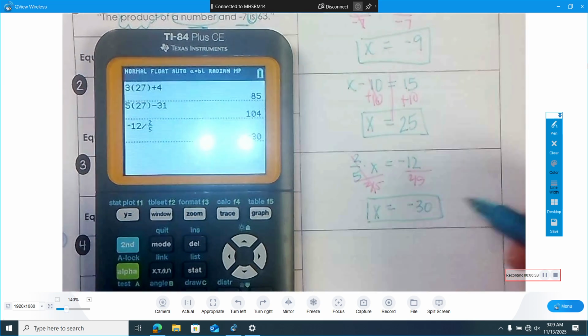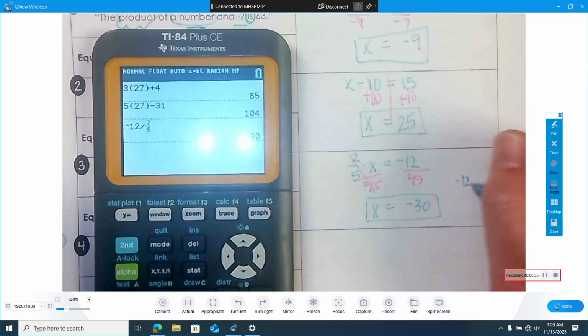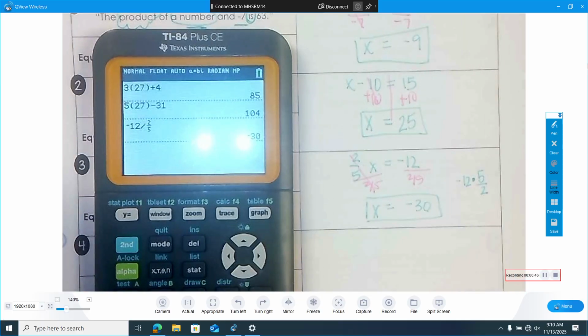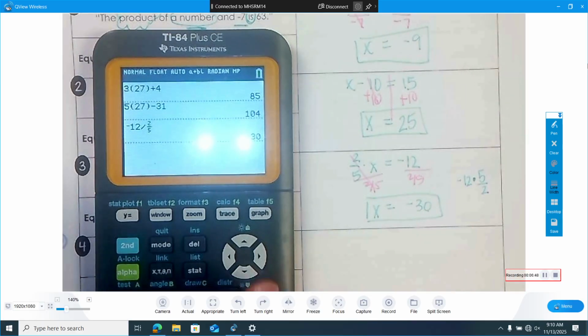If you remember, we don't like dividing by fractions, so instead we multiply by the reciprocal. So we would multiply by 5/2, and that's how we get that 30. -60 divided by 2 is 30. So just for remembering sake, okay?